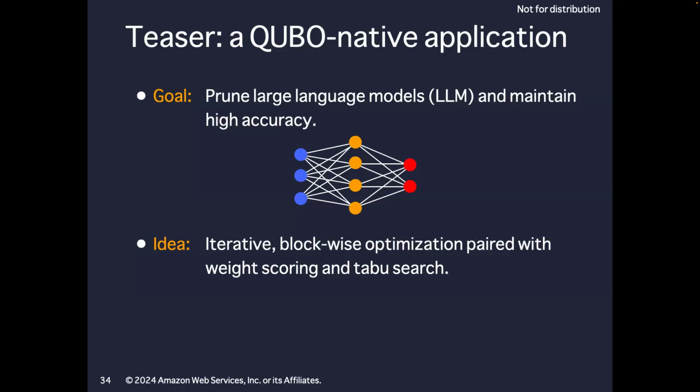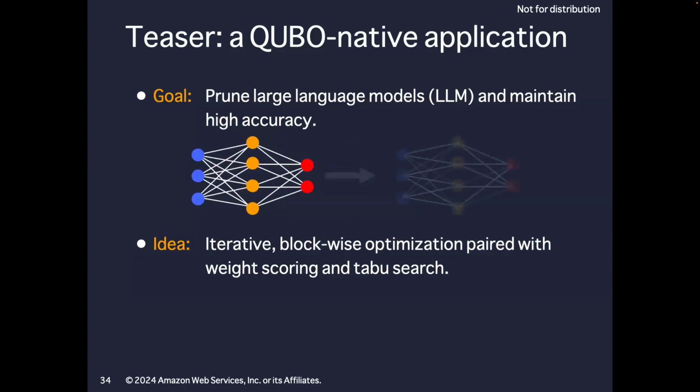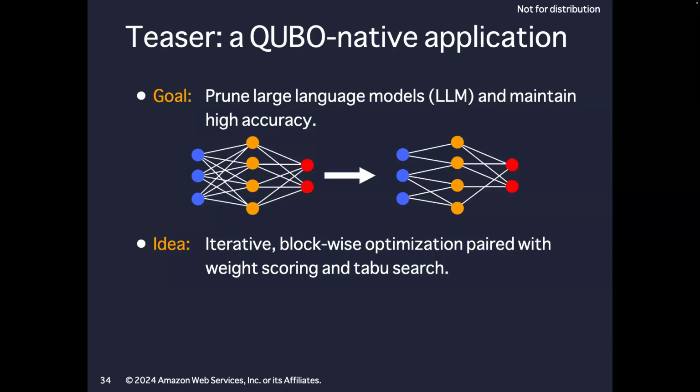I think everybody has seen before the structure of one of these machine learning models. You have these layers that are interconnected. And so the question is, can you take this thing and cut out edges so as to reduce the memory footprint of this large language model, and ideally even improve inference times? And so we came up with an iterative blockwise optimization method, where you take the large language model, you cut out a chunk, and then you optimize this chunk.